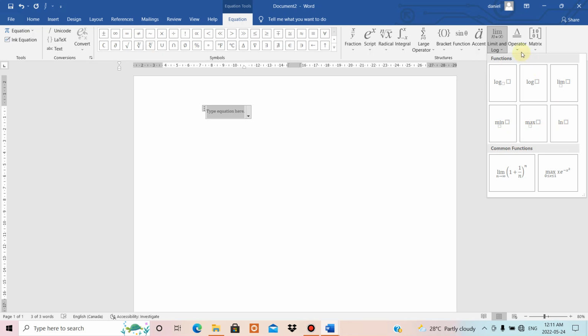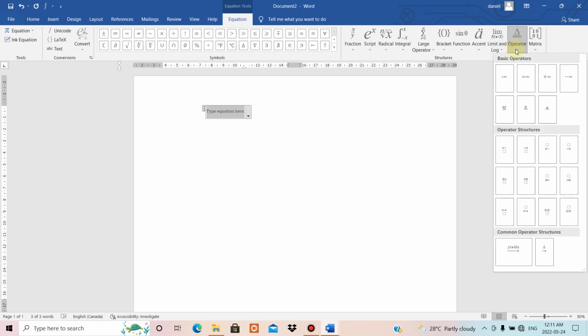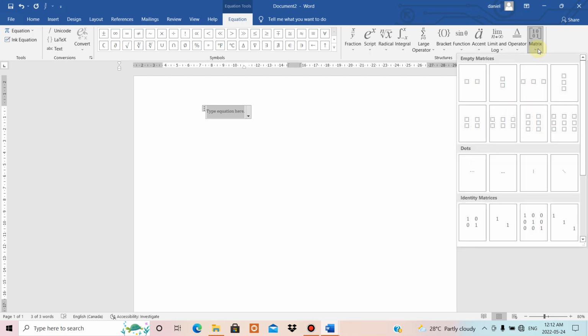The next menu is the operations. If you want to use operations in your expression, to show direction or any operation sign, you locate the operators in the mathematical formulas up here. The next is matrix.